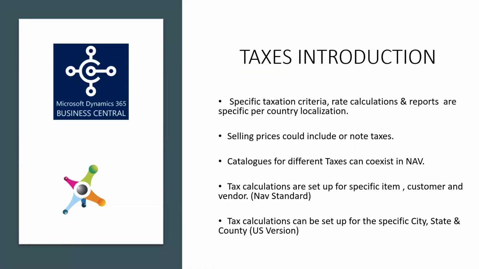So this is the standard. It's common for us to work like that with combinations and with a matrix of different taxes, right? Tax calculations can also be set up for the specific city, state, and county. This is the US version, right? So NAV standard works with a specific vendor, customer, and item, and the US version also works with the region. So once you have trade operations with specific states, cities, and counties in the USA, you might have different taxation as well.